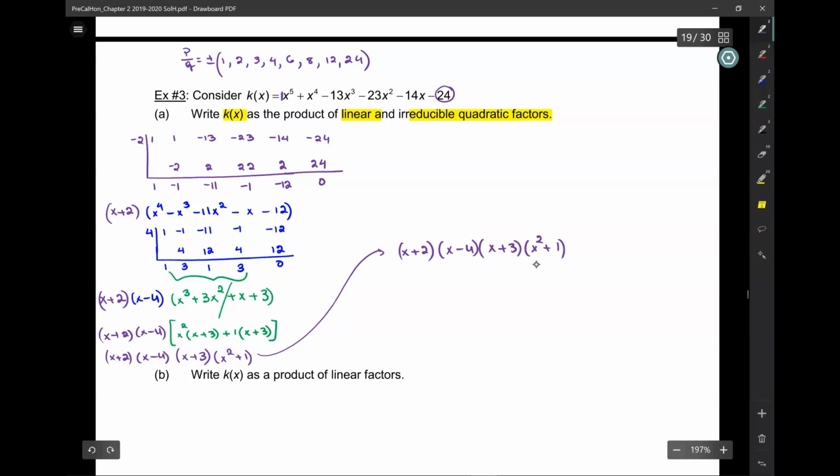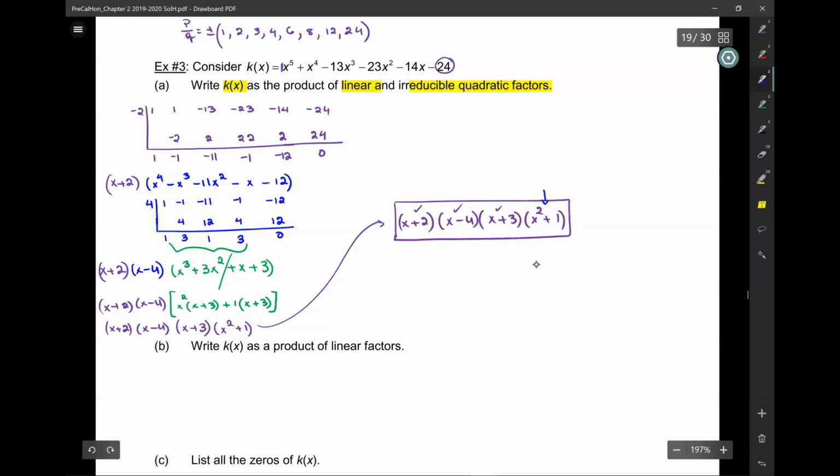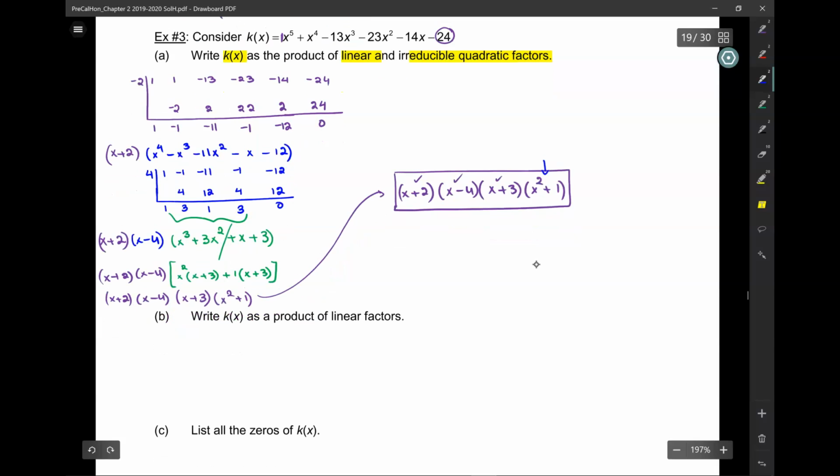Let's see what the instructions said. This is factored now. Let's see if it meets the criteria. Write k of x as a product of linear factors. Look at this. Linear factor, linear factor, linear factor. And irreducible quadratic factors. This is an irreducible quadratic factor. So there we go. Okay? So it's okay to stop now because we have written it in terms of linear and irreducible quadratic factors.